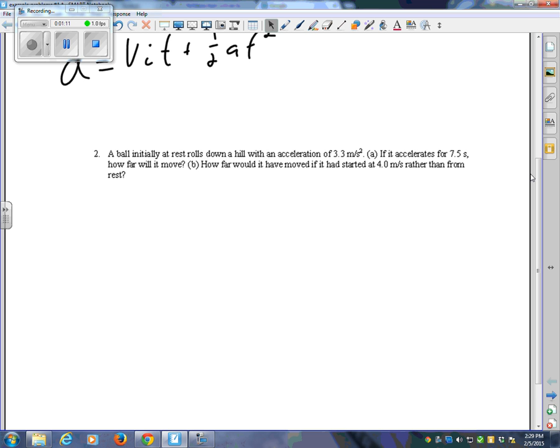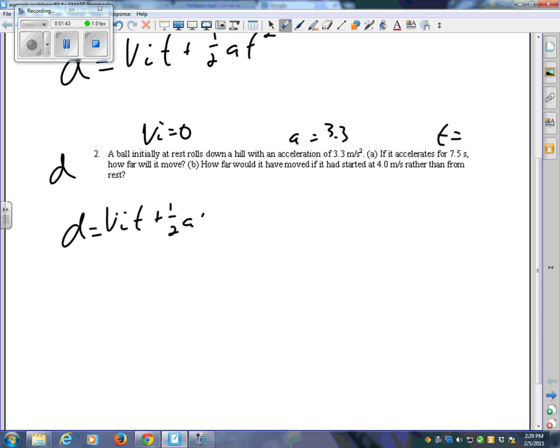Okay. So here we have a ball initially at rest, so my initial velocity is 0. The acceleration is 3.3. It accelerates for a time of 7.5 seconds. We are asked for how far, the D. How far would it move if it started at 4 meters per second rather than rest? So actually, part B is basically do the same thing except change the VI, right? So which one has D, VI? Oh, this is easy, isn't it? D equals VIT plus 1/2 AT squared.